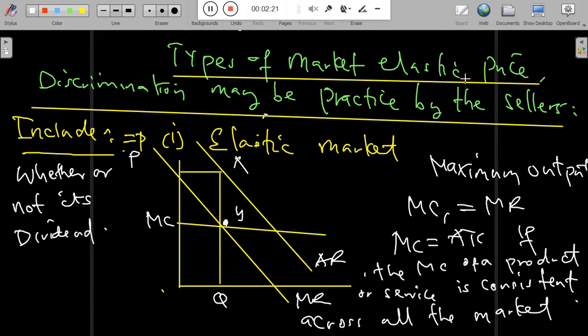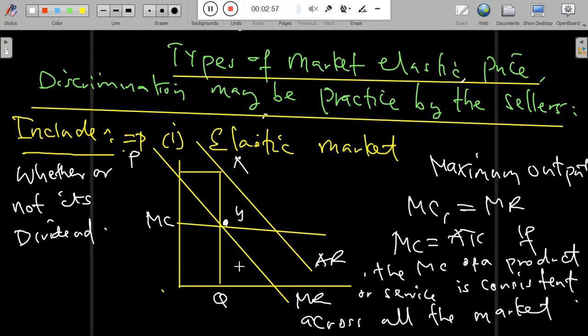Under price discrimination, the maximum output is achieved when marginal cost is equal to marginal revenue, and marginal cost is equal to average total cost. So if the marginal cost of a product or service is the same across all the markets, as you observe, the graphs of marginal revenue cut across the average revenue. The point where the marginal revenue cuts the marginal cost is where the maximum output occurs.